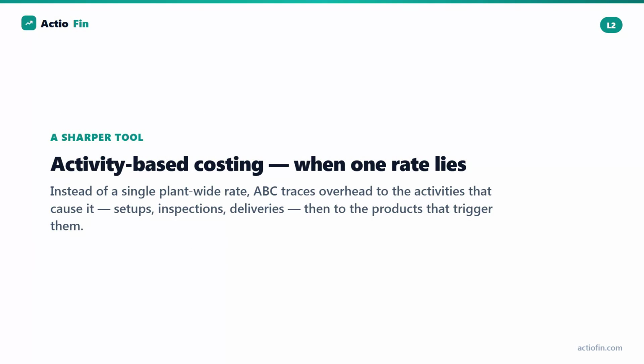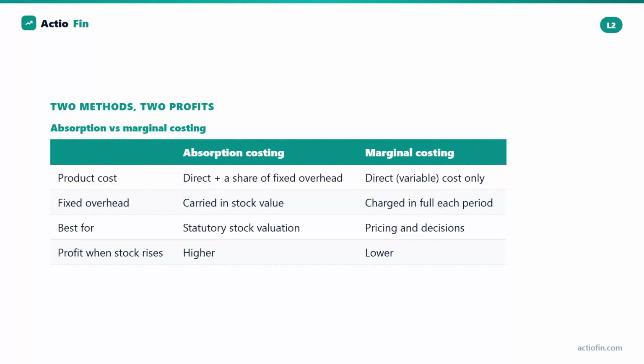There are two main methods, and they disagree on purpose. Absorption costing puts direct costs plus a share of fixed overhead into each unit, which means unsold stock carries some fixed cost on the balance sheet. It is required for statutory accounts. Marginal costing puts only the variable cost into the unit and charges all fixed overhead to the period. It is far better for decisions.